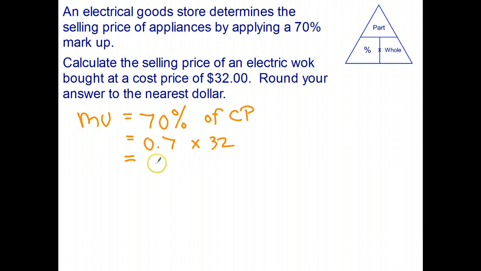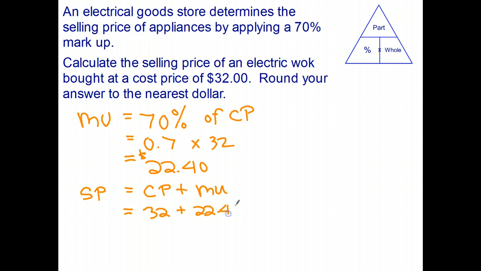So his markup is going to be $22.40. Now to work out the selling price, we have to work out the cost price, what he paid for it, plus the markup. The cost price to him was $32. The markup was $22.40. We add those together.